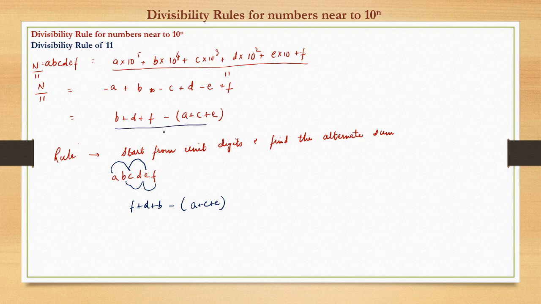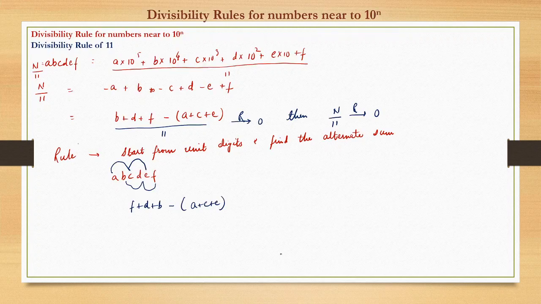So if this by 11 remainder is 0, then n by 11 remainder would be 0, right? So this is the divisibility test for 11. We will find the alternate sum of the digits and then subtract the one from the other. If the net final number is divisible by 11, then the whole number n will be divisible by 11.